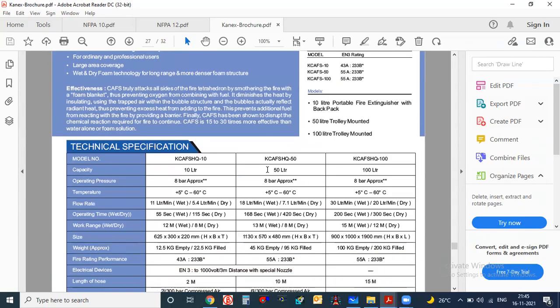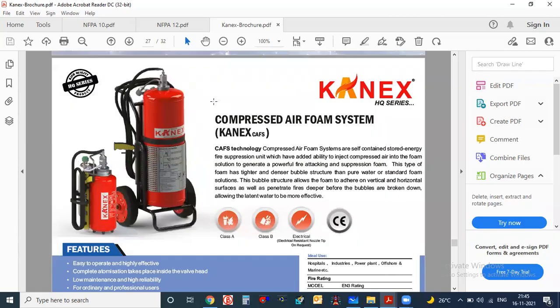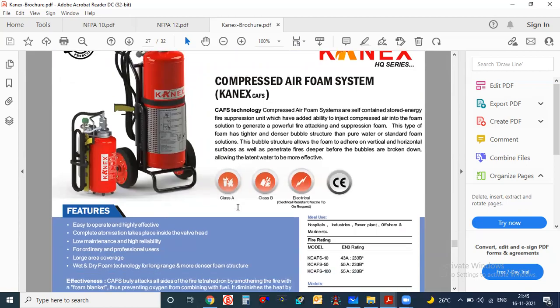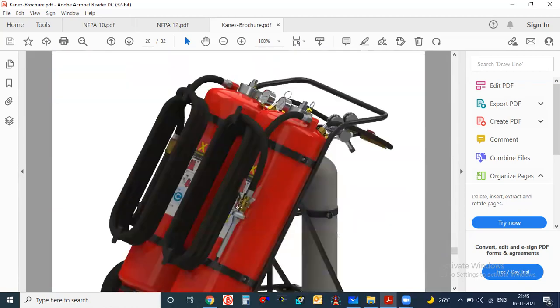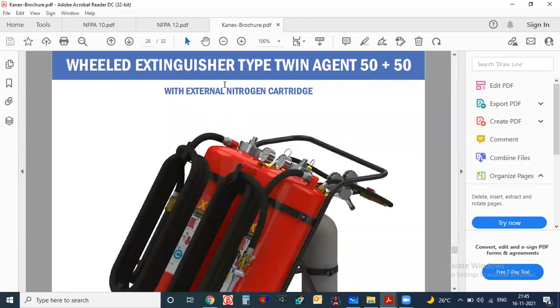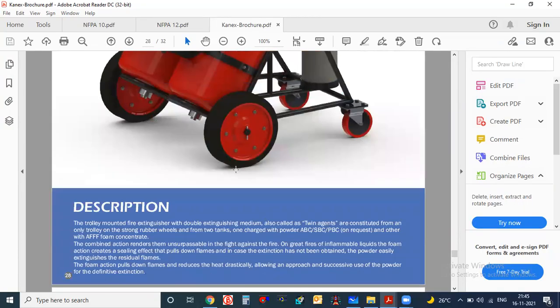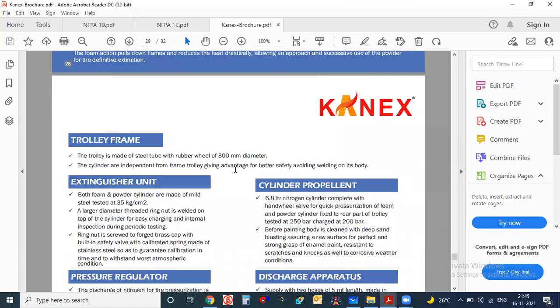So this is also one of the types, and this is also available. Maybe this is used near the foam system. Some new material, I think, they have introduced, and so many things are there. Even this wheeled extinguishing type, twin agent with external nitrogen cartridge. This is also a new thing, I think.